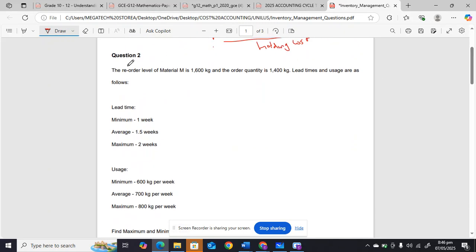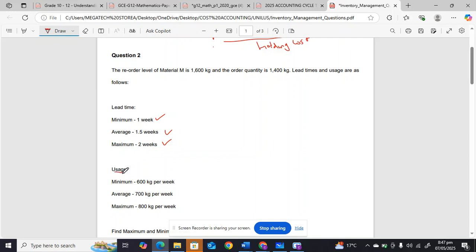Question two, we've got the reorder level of material M is 1,600 kg and the order quantity is 1,400 kg. Lead times and usage are as follows. Lead time is basically how long you wait, whenever you place an order for these goods, for it to reach your premises. The minimum amount of time is 1 week. On average, it takes 1.5 weeks. Maximum amount of time is 2 weeks.